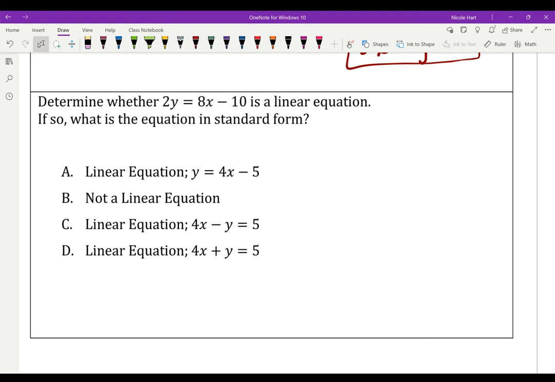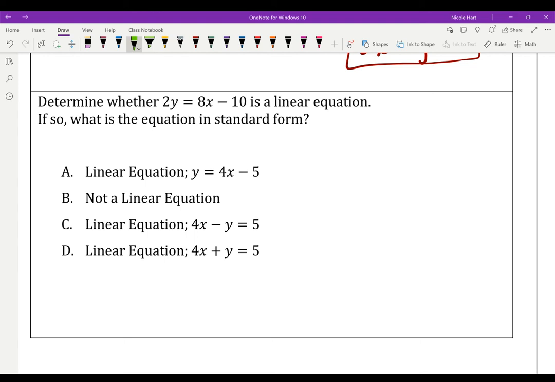Okay, everybody, the last little part of this, I want to talk about multiple choice questions. Even if you're not 100% sure what the correct answer is, you can at least eliminate some bad answers, answers that are there to distract you or answers that are obviously not true. So our question says, determine whether 2y = 8x - 10 is a linear equation.